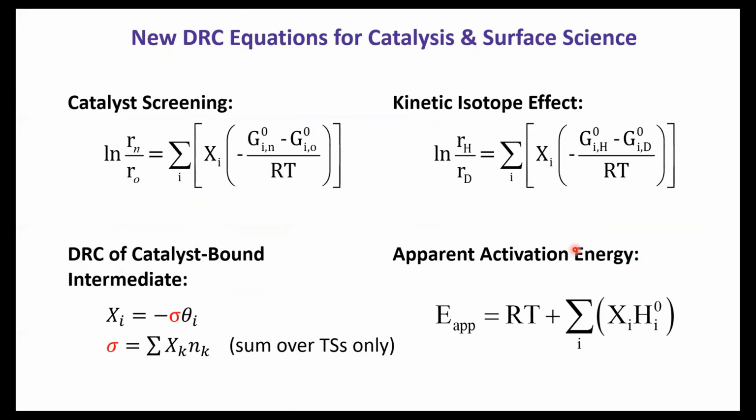Here are the new equations I mentioned in my slides, the two similar equations for catalyst screening and kinetic isotope effect. This one is the equation that relates the DRC of intermediates with their fractional coverage. And this is the apparent activation energy result.